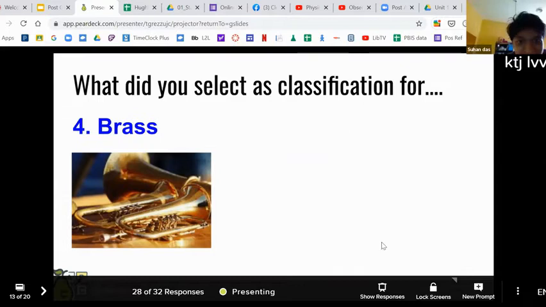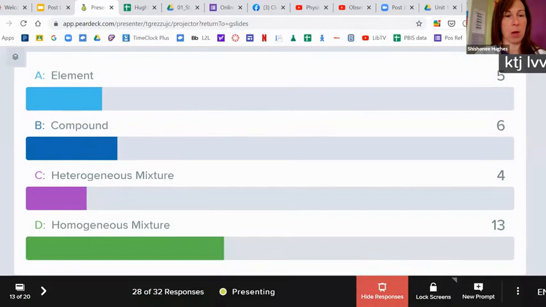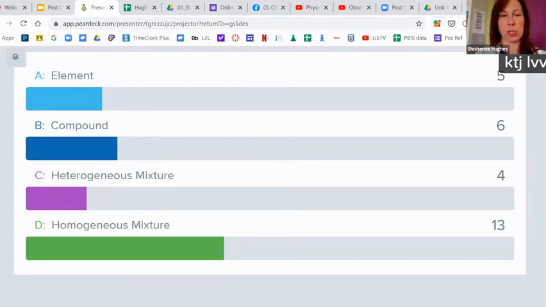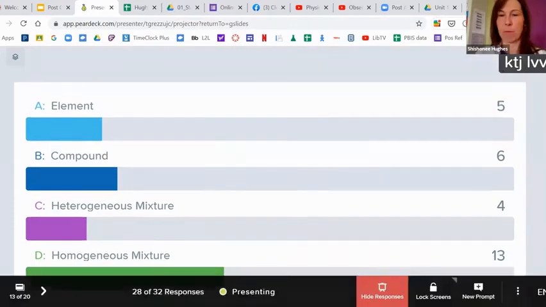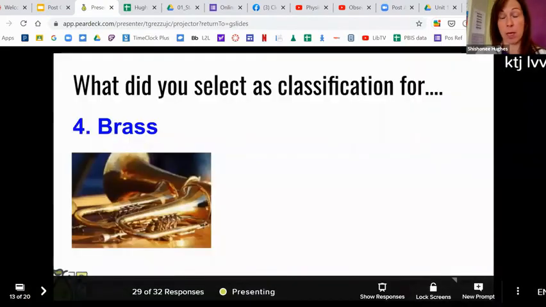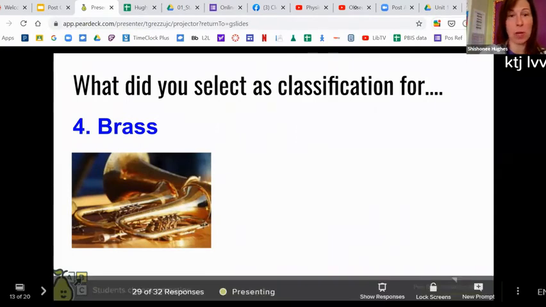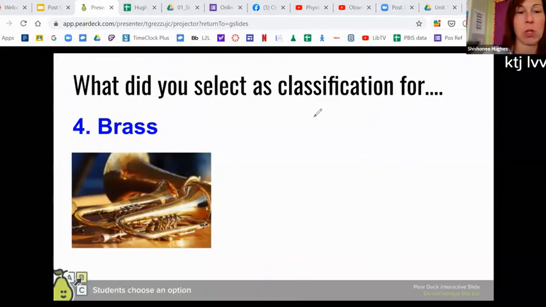And then we have brass. Let's see. Brass is a tough one. Oh, dear. We got element, compound, heterogeneous mixture, homogeneous mixture. We got a little bit of everything. So it's one word, which can be deceiving, okay? Because then you might think it's an element, but it's actually not an element. We know it's not an element because if we go on the periodic table, we will find that it is not there, okay? So we have the option of compound or mixture.